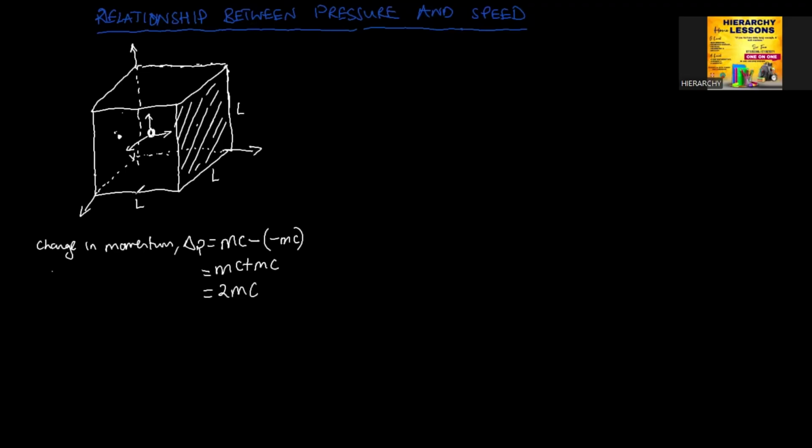It's going to travel a distance of 2L with the speed c. So the time between collisions is equal to distance over speed, which is 2L over c. That's the time between collisions.